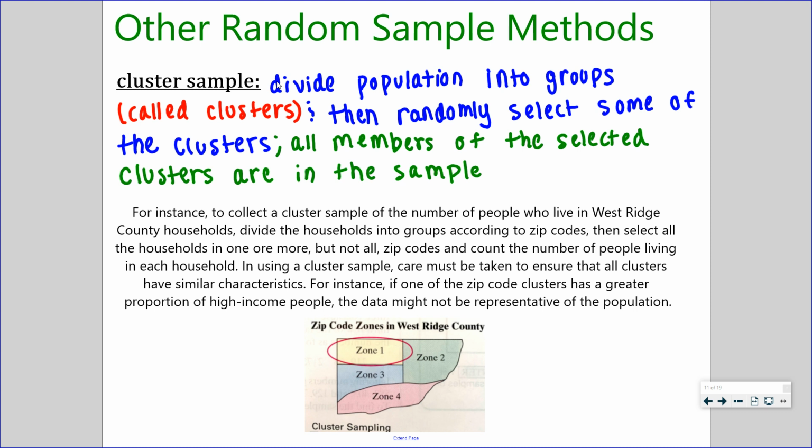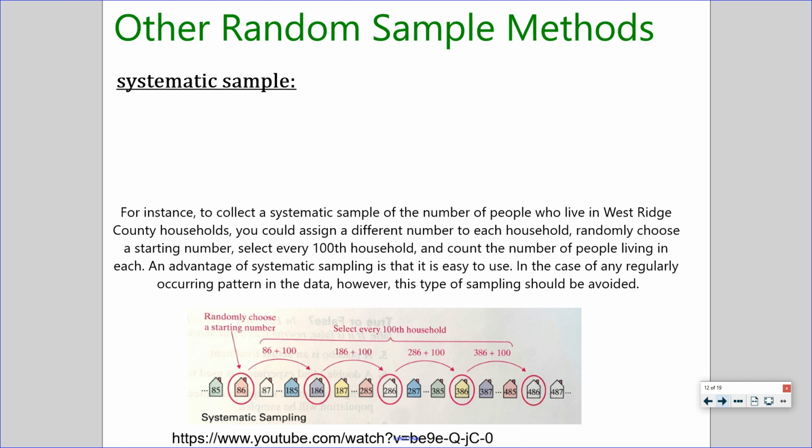So here, when we cluster, we kind of want a mix of all the different characteristics, and then we randomly pick a group and survey all of them. Because again, we're trying to be as accurate as possible.